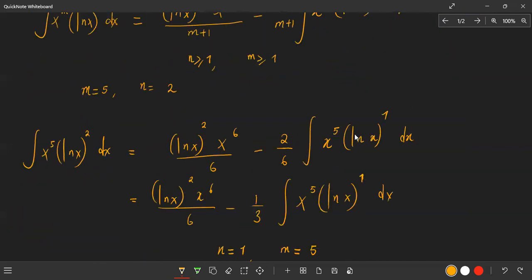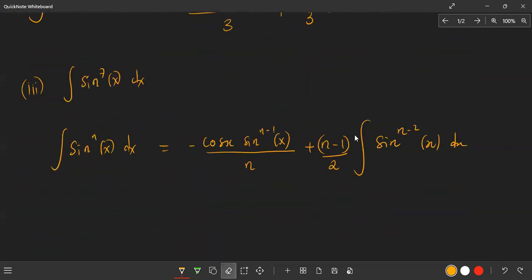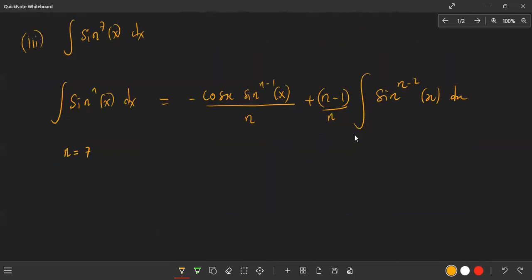That is not true here. It's n, (n minus 1) over n. Okay, so make that correction. So what is our n in this case? It's 7. Our n is equal to 7.